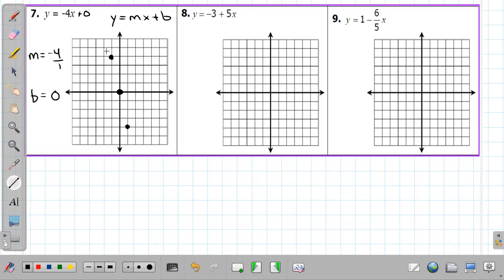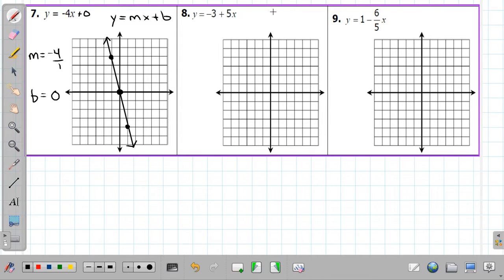And just like always here, just connect our 3 points that we get, or 2, just 2 if you only did 2. Because really all you need to graph an equation is 2 points. And there you have it. Okay, you have the graph of the equation.